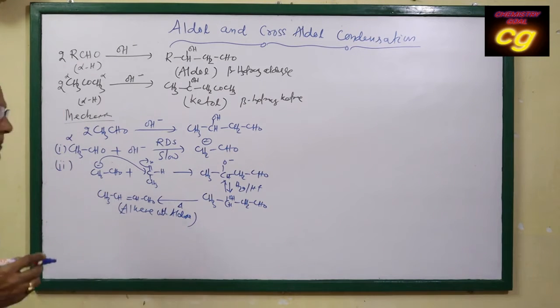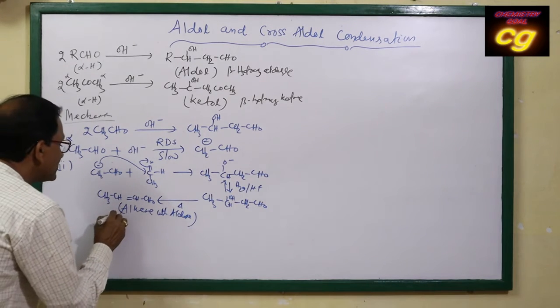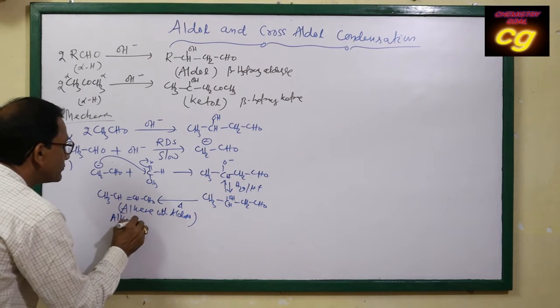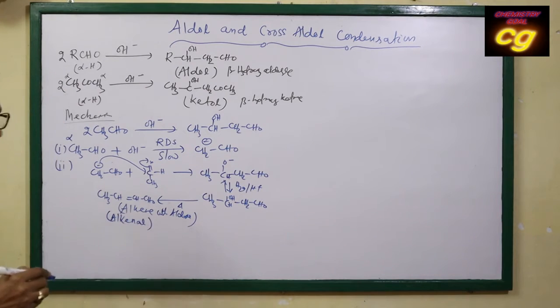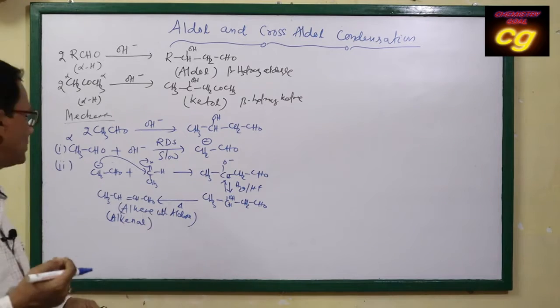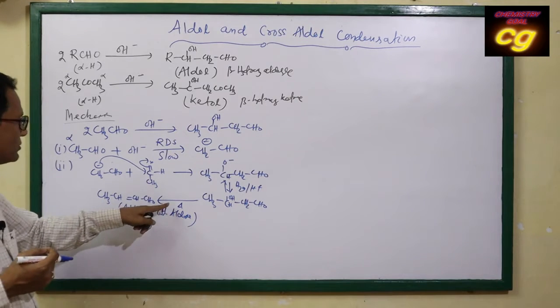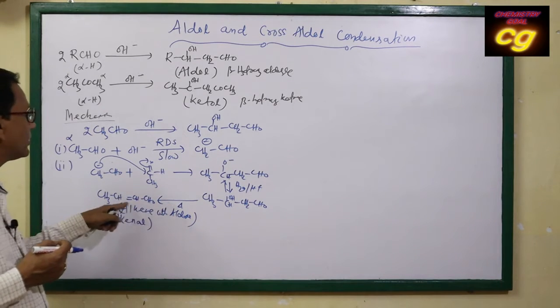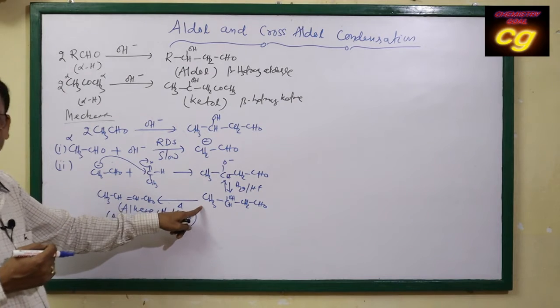That is, we can say alkenal. It is also called alkenal. Alkenal is formed. Alkene and alkenone, like this the product is formed. So this is the last product, that is the elimination product on heating the substance.